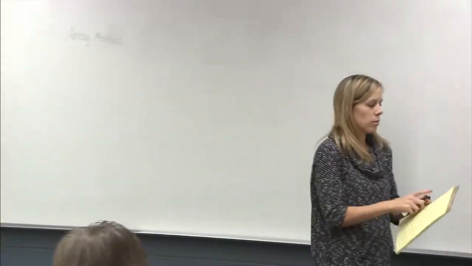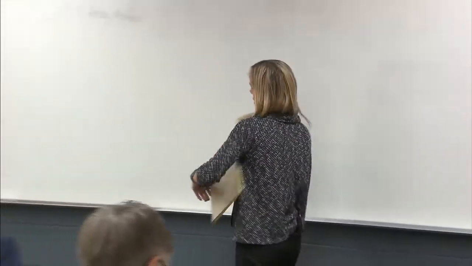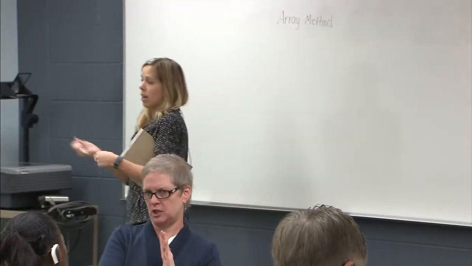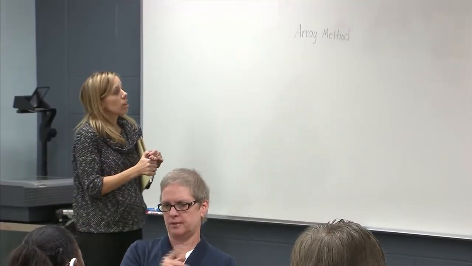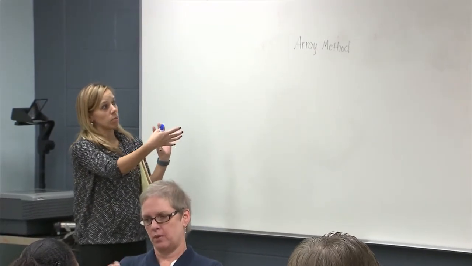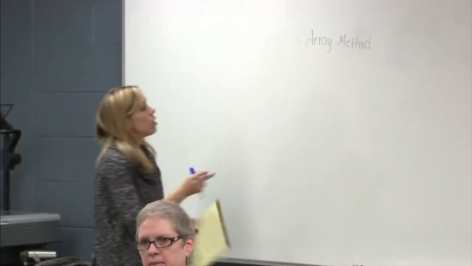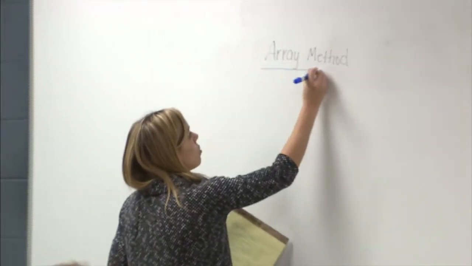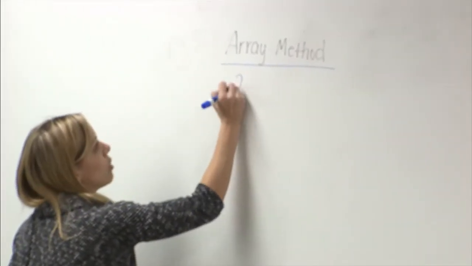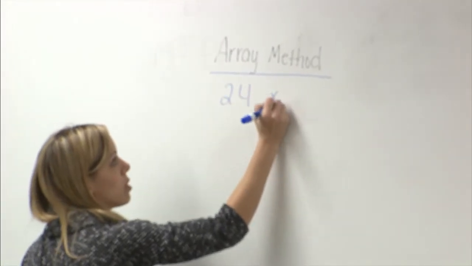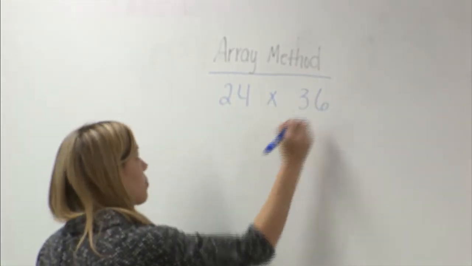It also makes things more visual. So I'm going to show you two ways. One for a student who is less proficient at multiplication, and then the way that we could do the same problem for a student who's maybe a little more proficient with multiplication. So we're going to look at the problem 24 times 36.